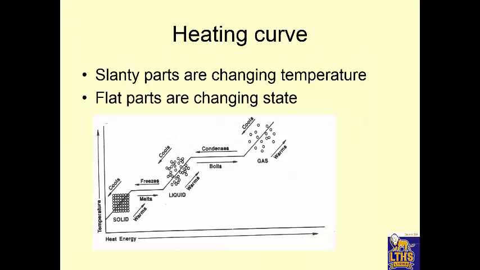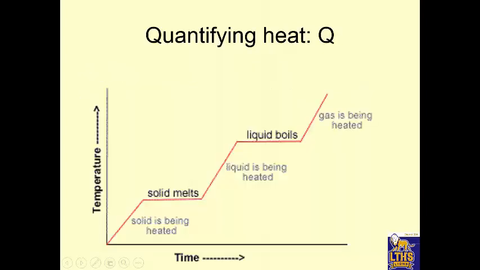Anyway, we're gonna be talking about heating curves again, and make sure you realize slanty parts are changing temperature, flat parts are changing state. So now we gotta quantify it. We're gonna quantify it by finding the quantity heat, and heat is gonna be Q. Q is gonna be calories. Q is gonna be joules. Q is heat. So when I say what's the heat, please give me an answer in joules or calories.